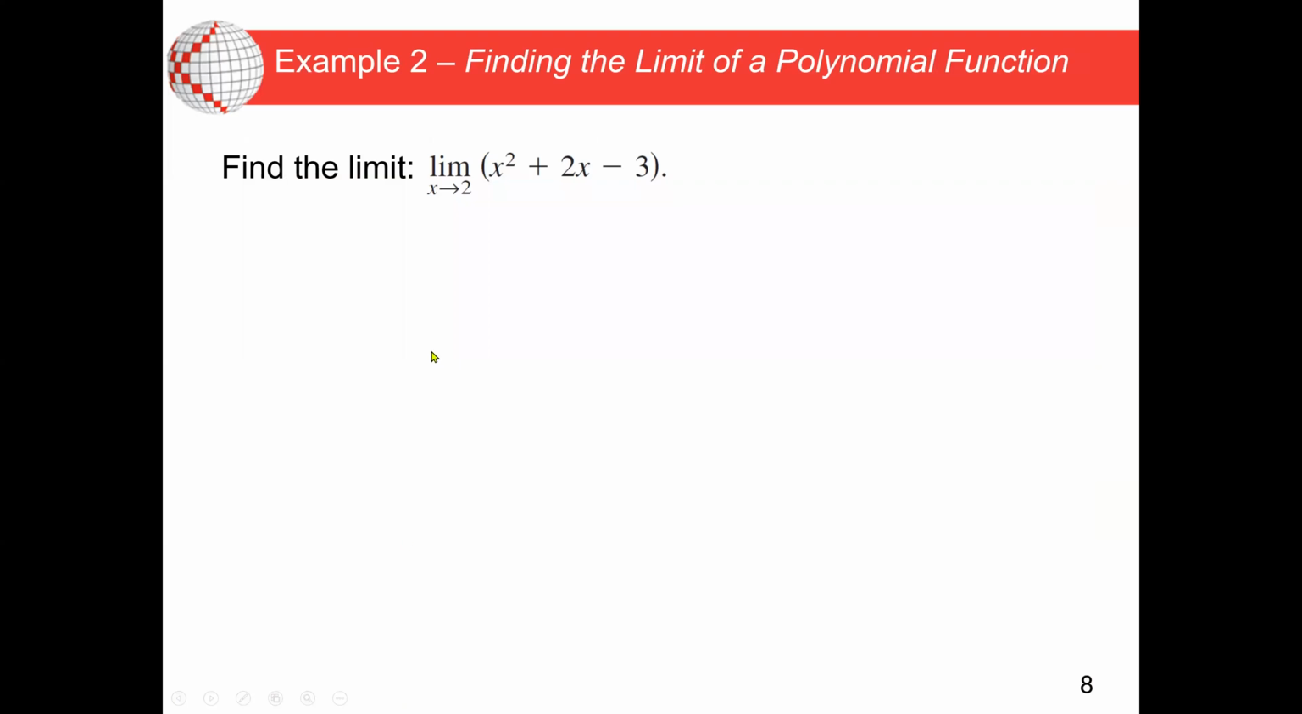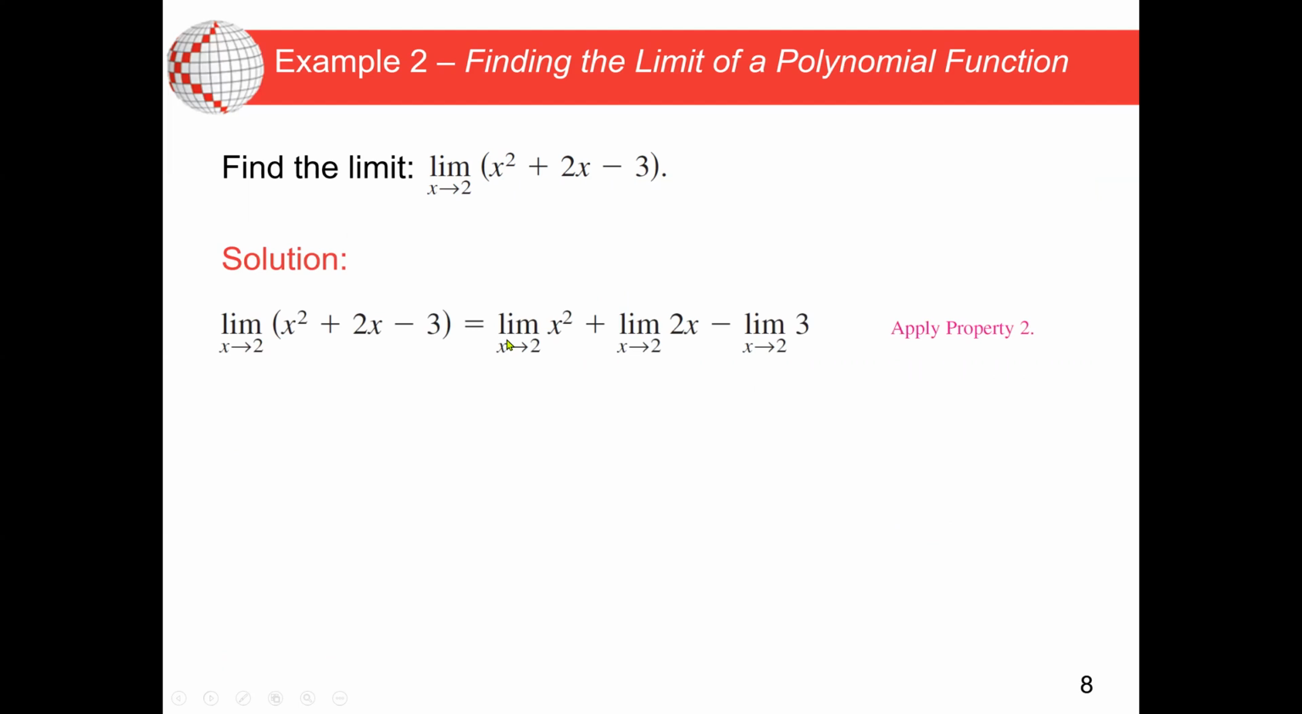So now we are going to see a few examples applying the limit properties. This will be the sum and difference limit properties. We have the limit as x approaches 2 of x squared plus 2x minus 3. So we can break it into 3, saying that the limit as x approaches 2 of x squared plus the limit as x approaches 2 of 2x minus the limit as x approaches 2 of 3.